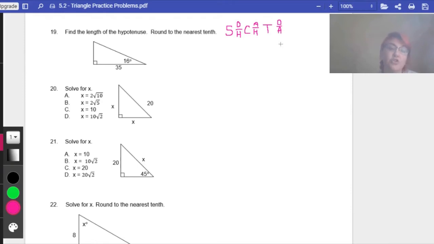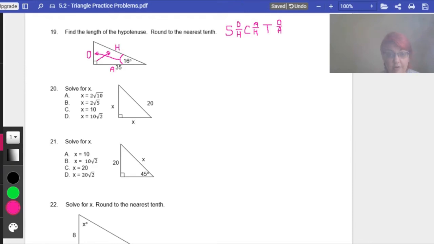And we're going to want to label our triangle. So the first thing you do is locate your right angle. And across from your right angle is your hypotenuse. Then locate your given angle, or wherever your angle is indicated, and that's your theta. And opposite your theta is your opposite side. Next to your theta, but not your hypotenuse, is your adjacent side.